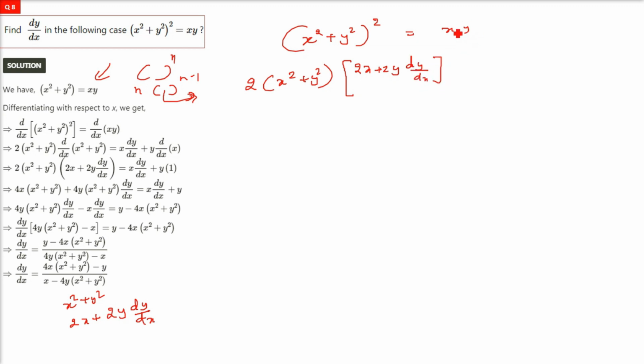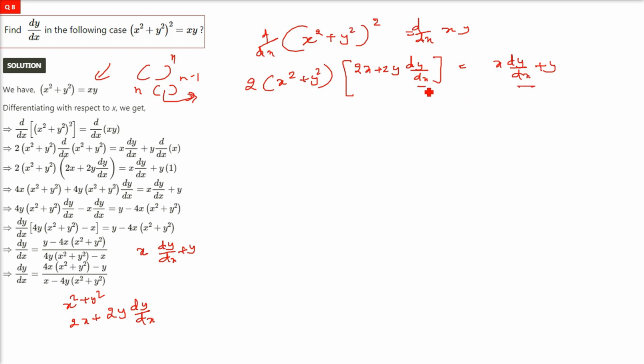So we have to write like this, 2x plus 2y dy by dx. Alright, on the right it is x into y. So we are taking a differentiation here, dy by dx. So xy differentiation will be x dy by dx plus y, and dy by dx of x is 1 only. So let me write it here, x dy by dx plus y.